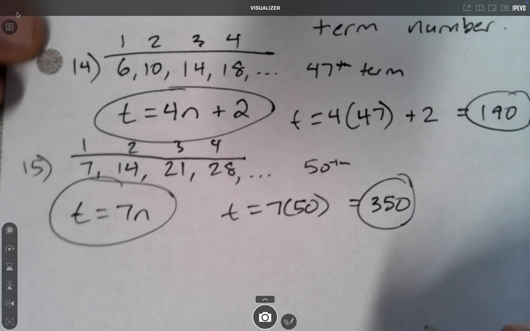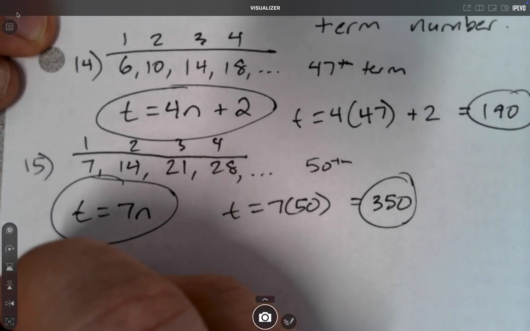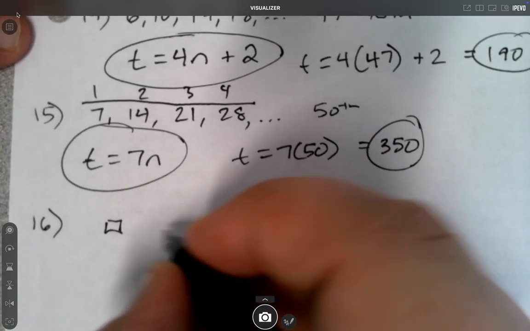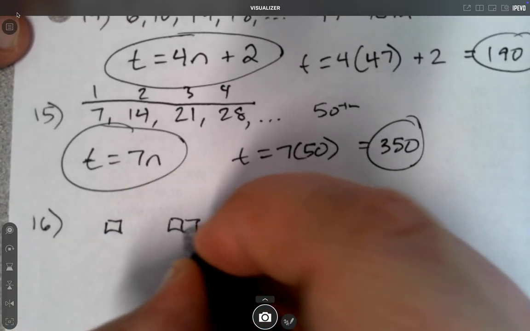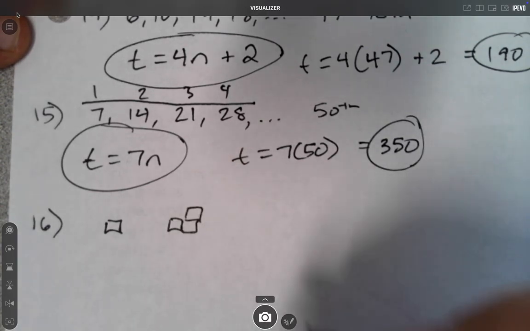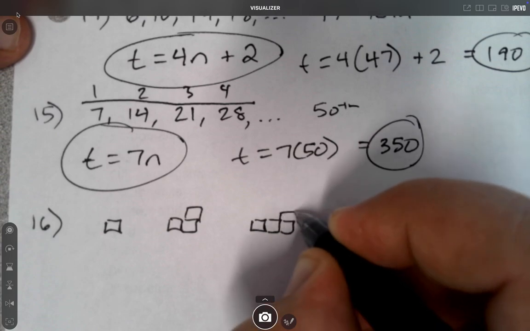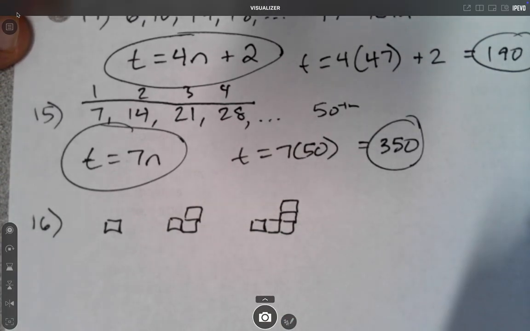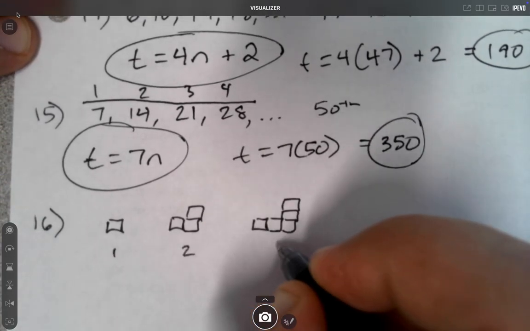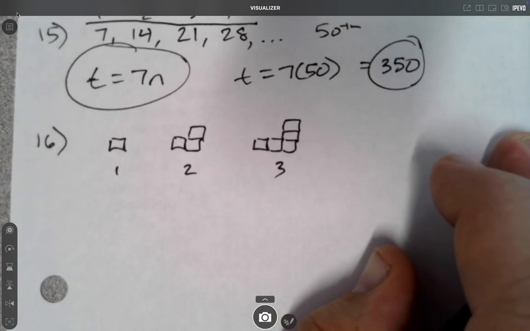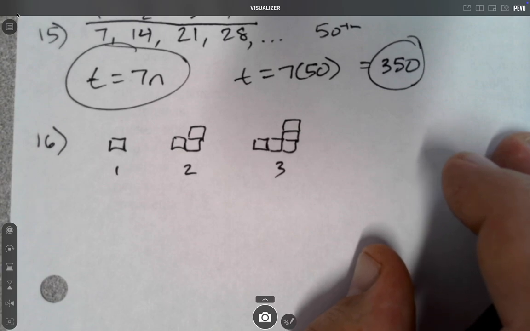Okay, next they show us a picture. So we have a square, and we have this. This is figure 1, 2, and 3. Now the question is, which figure in this pattern below will have 99 squares?